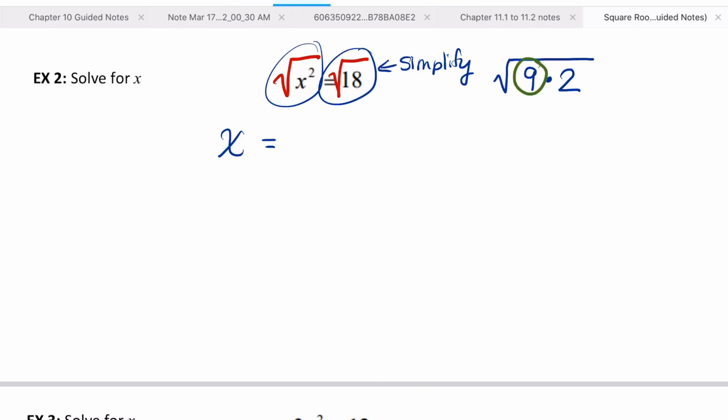And then the square root of 9 is 3. And that 3 comes out of the radical. So our answer is 3 root 2. It's actually plus or minus 3 root 2.